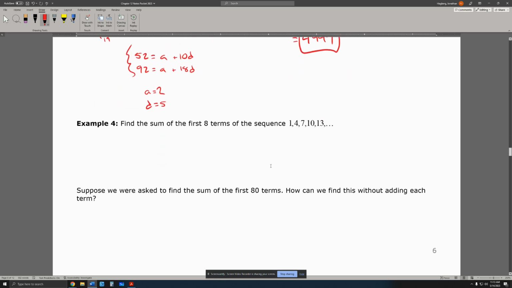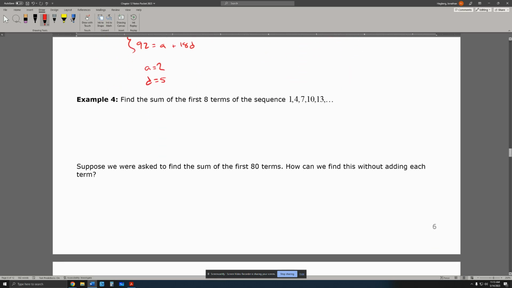Example 4, find the sum of the first 8 terms of the sequence. Okay, so I know that we have 1, 4, 7, 10, 13. The next term, if we follow this pattern, we're going to be adding 3 each time. So I would expect the next term to be 16, and then 19, and then 22. These are the first 8 terms. If I were to add all of these up, this is equal to 92.